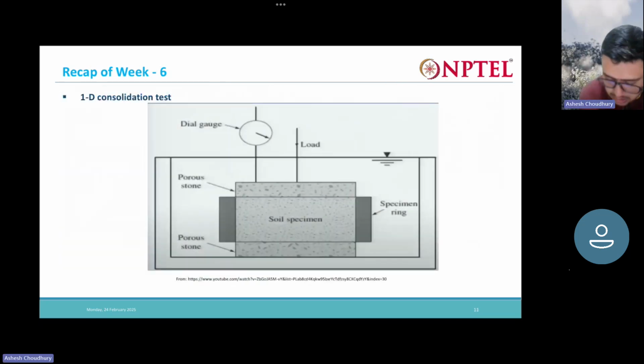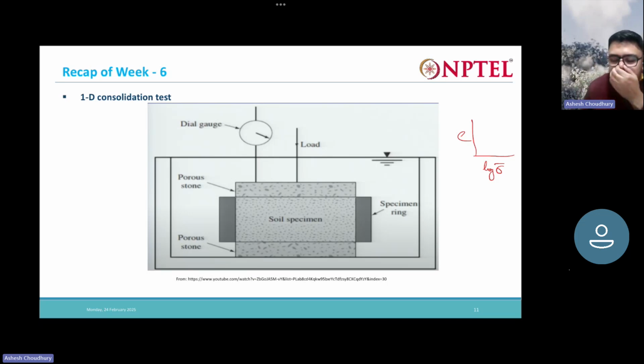So now there is a test called the one-dimensional consolidation test. What we do in this test is, our target is to plot the void ratio versus the effective stress curve. We plot the void ratio versus the log of effective stress curve. Also, we can plot the time and the deformation, with the deformation on the y-axis and the time on the x-axis. That's what we can do with the help of this test. This is the one-dimensional consolidation test.